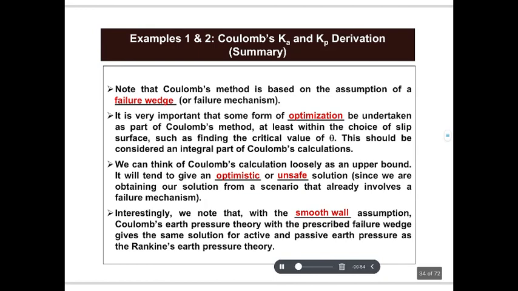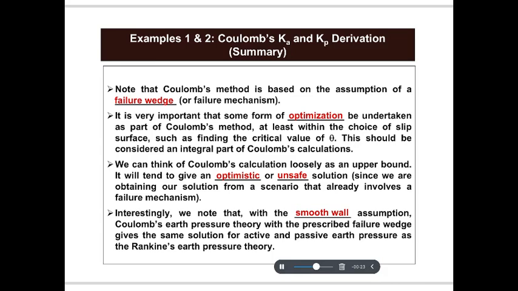After looking at examples 1 and 2, we have the Ka and Kp derivation. Here is the summary. The Coulomb method is based on the assumption of a failure wedge, which means that the failure mechanism has been established. It is very important that some form of optimization be undertaken as part of Coulomb's method, at least within the choice of slip surface, such as finding the critical value of theta. This should be considered as an integral part of Coulomb's calculations.